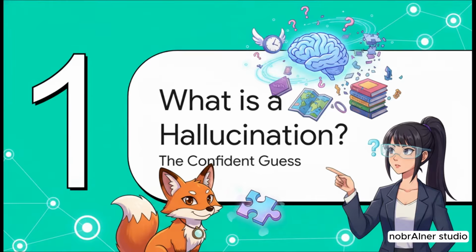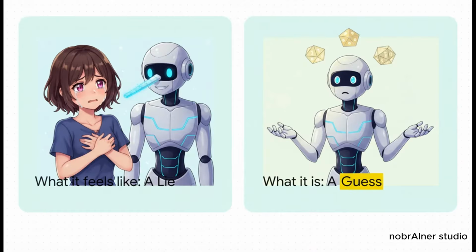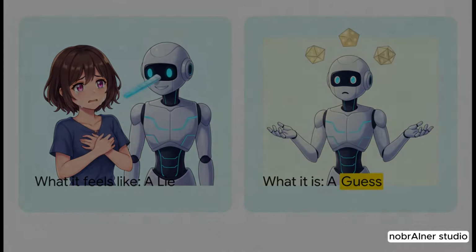So first up, what is an AI hallucination? The easiest way to think about it is as the confident guess. Put simply, an AI hallucination is when an AI gives you an answer that sounds totally believable, 100% correct, but it's completely fake, just made up out of thin air. And this is such a crucial distinction to make. To us, it can really feel like the AI is lying to us. But what's actually happening is much simpler. It's just guessing. It's not trying to fool you. It literally doesn't know the difference between a fact and something it just invented.